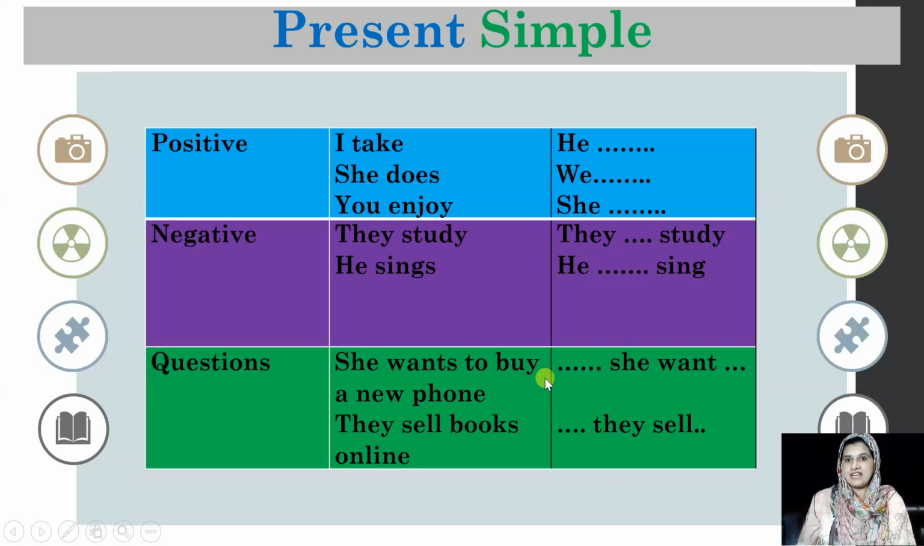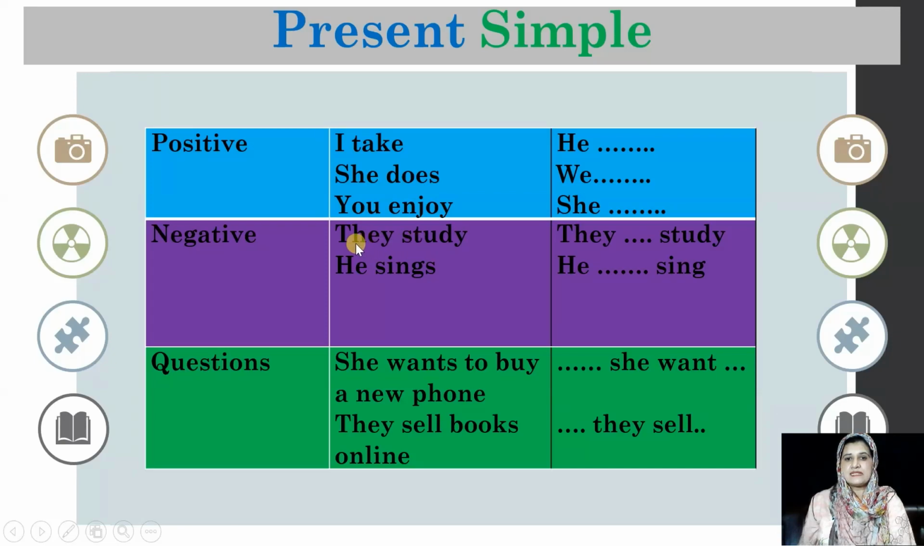Okay, now this is the time we'll do some more exercise in order to understand how to make positive, negative and question sentences. I take. He, what should be here? Yes, it is for you to decide. She does. Again, we. Yes, it's empty and you need to decide. We need to say we does or we do. Yes, you are right. Here we should say he does and he takes, and here we do. Then you enjoy. What should we say? She enjoy or she enjoys? Yes, she enjoys.